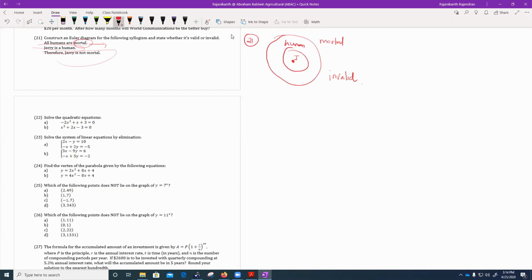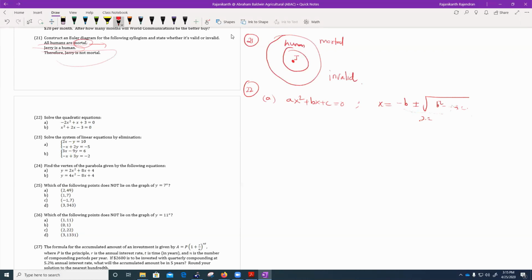Okay, 22. Solve the quadratic equation. So you have to use the quadratic equation formula. Suppose you are given a quadratic equation ax squared plus bx plus c equals 0, then we know the formula for the solution: x is given by minus b plus or minus square root of b squared minus 4ac, over 2a, right? So I'm going to use this formula.